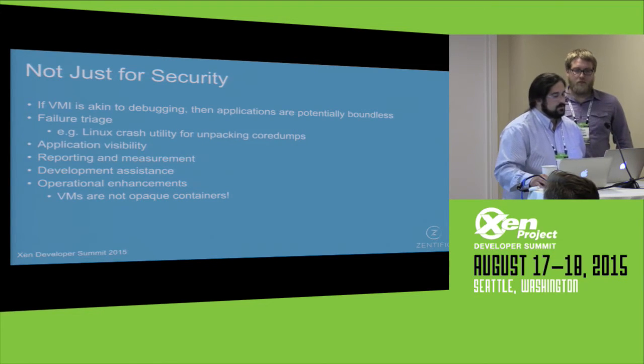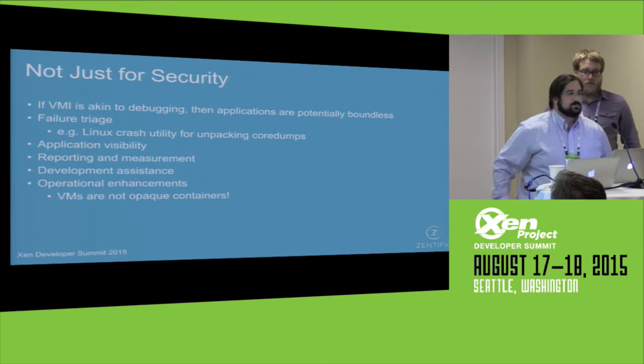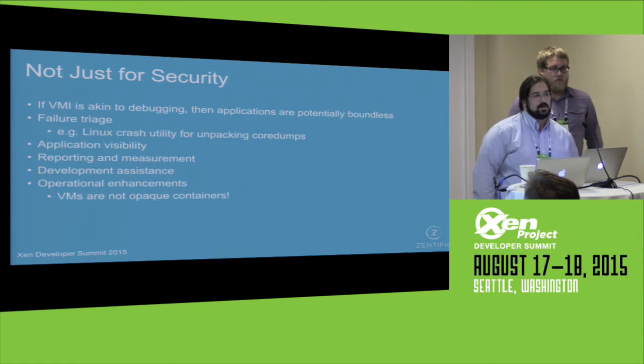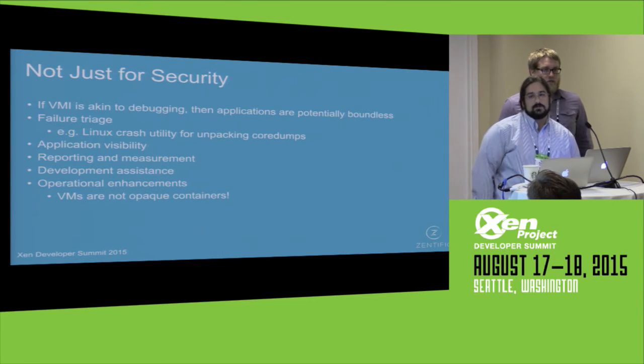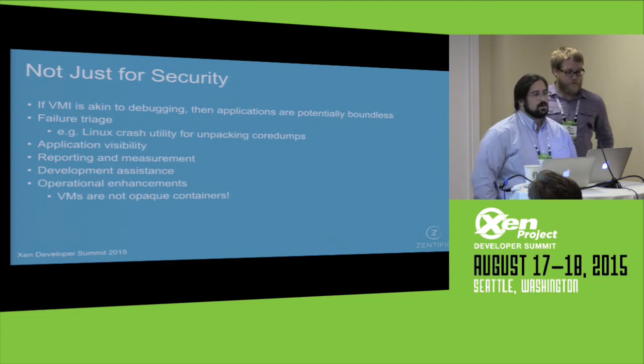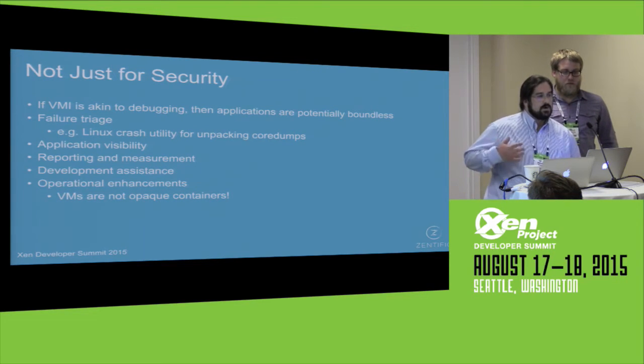You can use VMI for failure triage. If you use crash for core dumps from Linux, you've actually used a form of the same analysis. You're looking into page tables of a virtual machine. You're reading process lists, loaded modules, CPU context at the time in the ELF core dump. It's essentially the same thing. But why not go deeper?